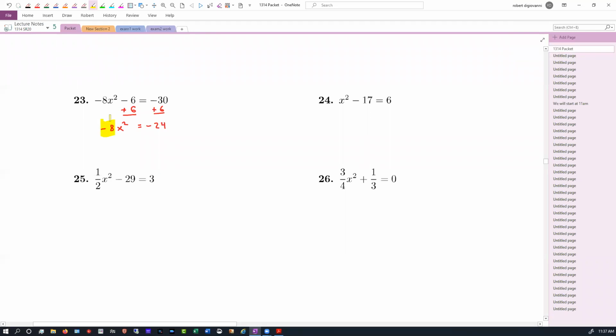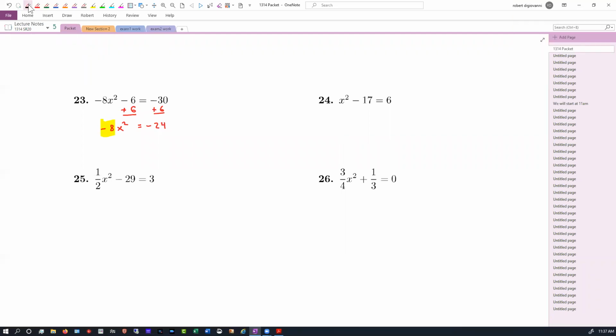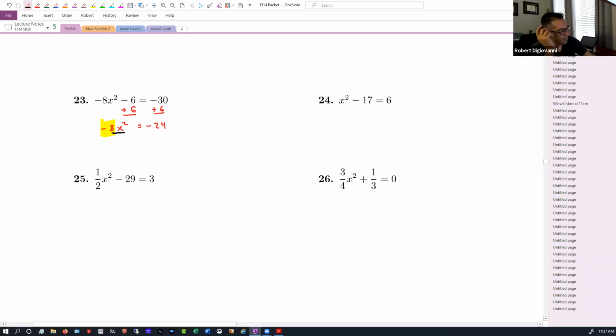Gotta get rid of the negative 8. We need it to be just x squared. So to get rid of that negative 8, what am I going to do on both sides? Divide by negative 8. Yeah, so we're going to divide both sides by negative 8.